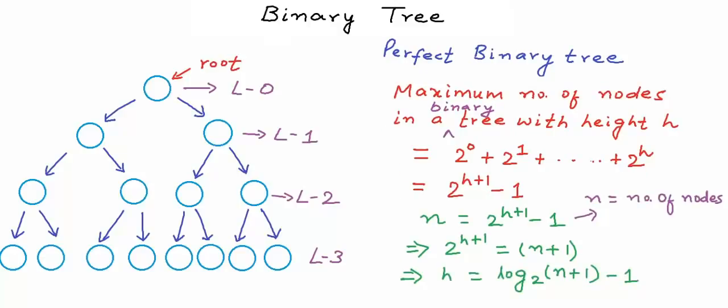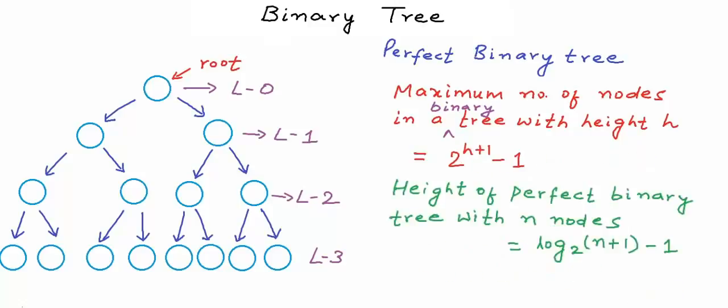Remember, n is the number of nodes here. I'll leave the maths for you to understand. Height will be equal to log of n plus 1 to the base 2, minus 1. In this perfect binary tree that I'm showing here, number of nodes is 15, so n is 15. n plus 1 will be 16, so the h will be log 16 to the base 2 minus 1. Log 16 to the base 2 will be 4. So the final value will be 4 minus 1 equal 3.